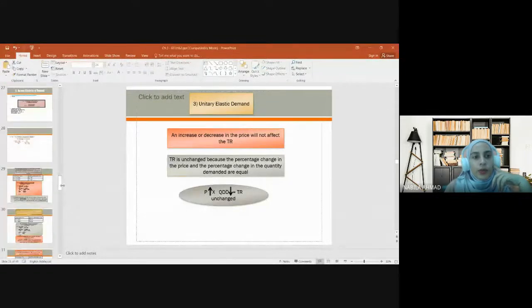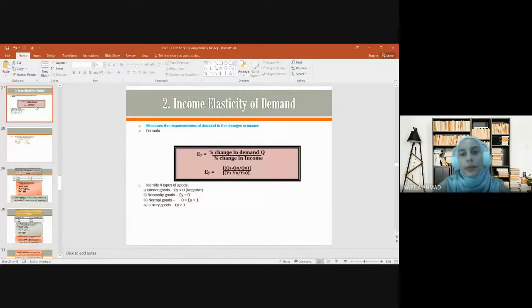Right, now we move to the second type of elasticity of demand, which is income elasticity of demand. Okay, so income elasticity of demand measure the responsiveness of demand to the change in income. So kita nak measure when income changes in certain percentage, so what happened to the demand in percentage. Jadi bila kita nak kira income elasticity of demand, kita nak identify 4 jenis barang. Inferior goods, necessity goods, normal goods, luxury goods.